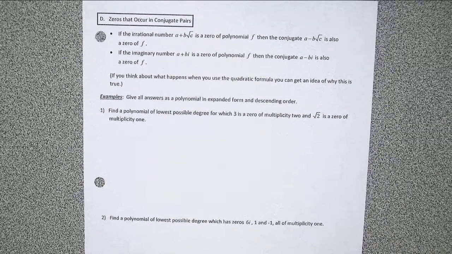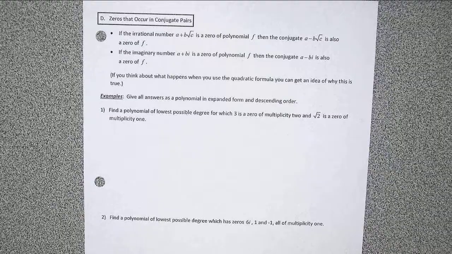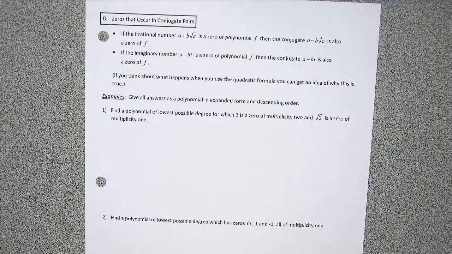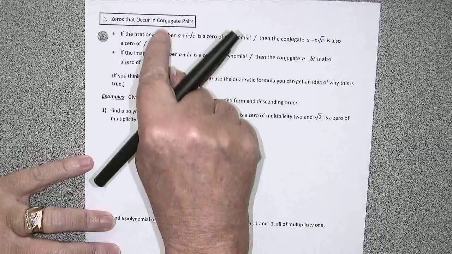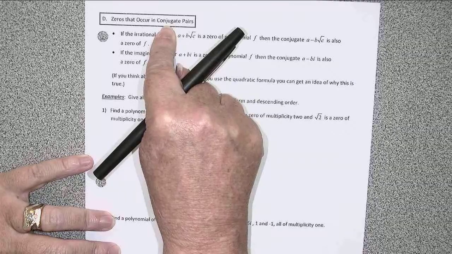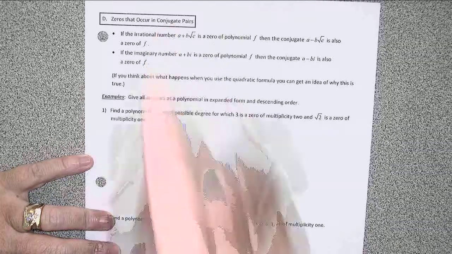This is Math 139, and we're looking at Section 2.4D. One of the things that you've probably noticed as we've been solving these polynomial equations is that certain types of solutions always occur in pairs. Pairs that we're going to give a new language to, we're going to call them conjugate pairs.